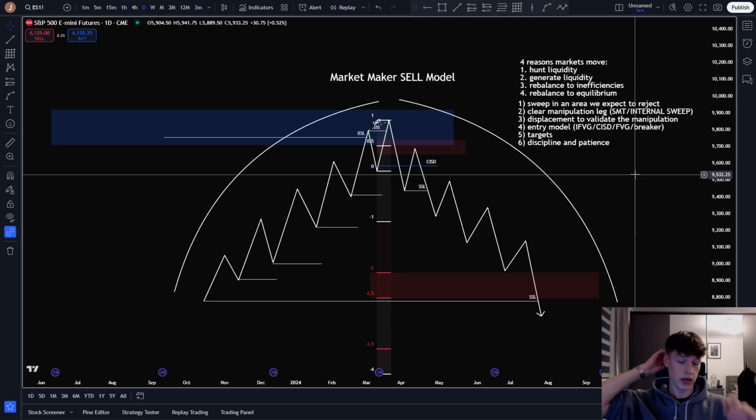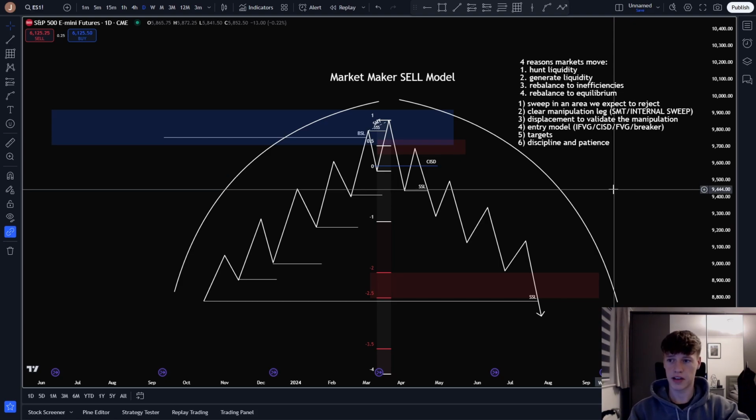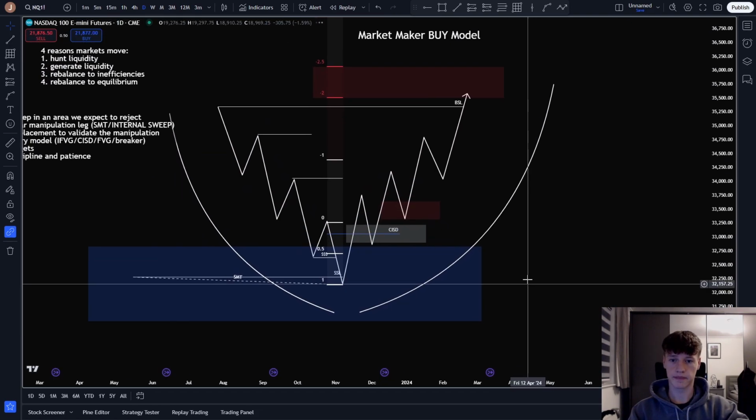You must understand price is fractal. That means you could see this on a daily, and you could zoom in and see it on a 4 hour, zoom in, see it on a 1 hour, zoom in, see it on a 15 minute, a 5 minute, a 1 minute, a 15 second, a 1 second. This model is everywhere because price is fractal. Now, you must understand that, and you must also understand the importance of aligning the model. You must always align models on each time frame. Simple as. Let's go back to the buy model quickly.